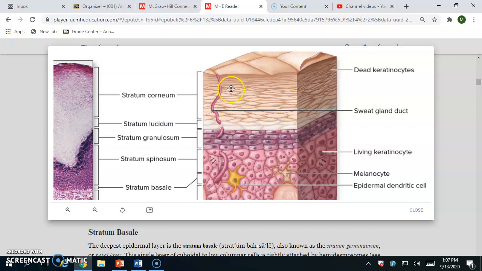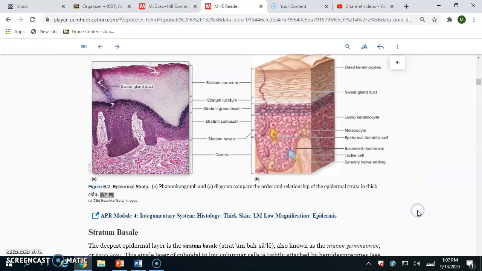But that gives this area the ability to be water resistant and also to be a formidable barrier to anything that wants to try to come into the body through the skin. So very little can pass through that. All right.